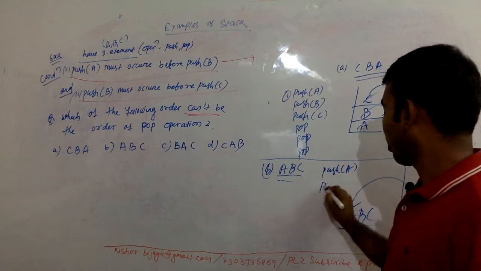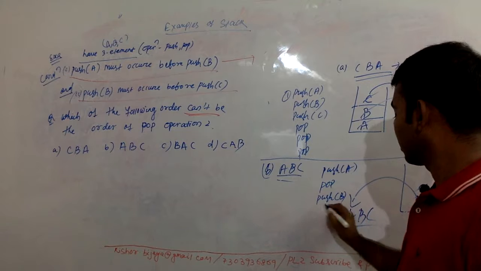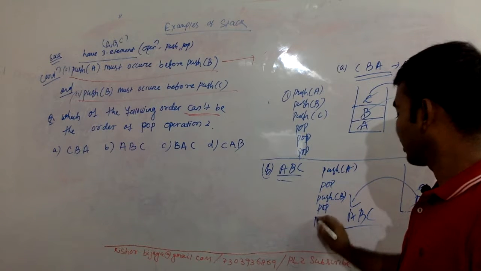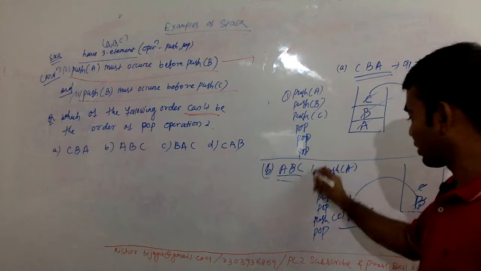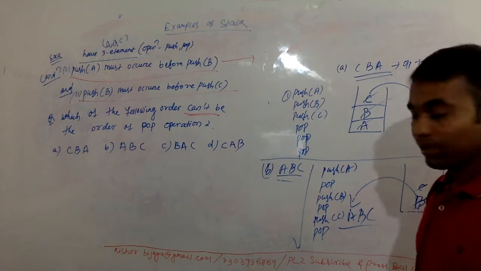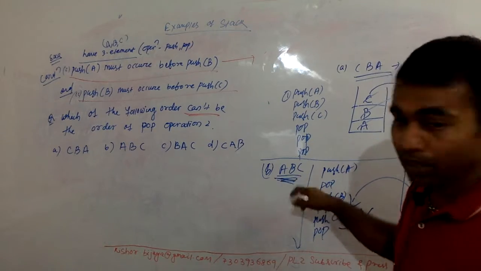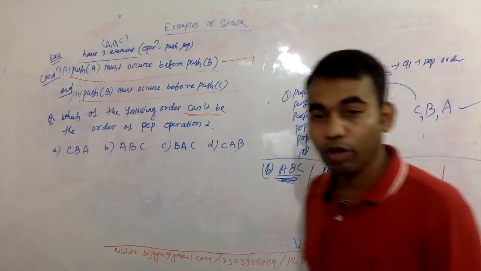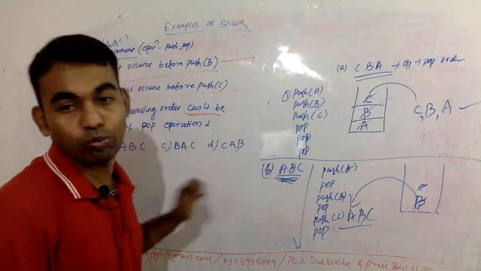Push A, pop. Then push B, pop. Then push C, then pop. So this is the sequence in which I can process the elements in this order, or the pop sequence is possible. So that's the tricky part. Now I have solved these two parts.